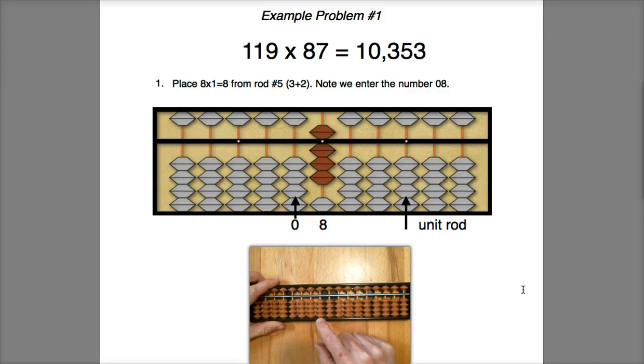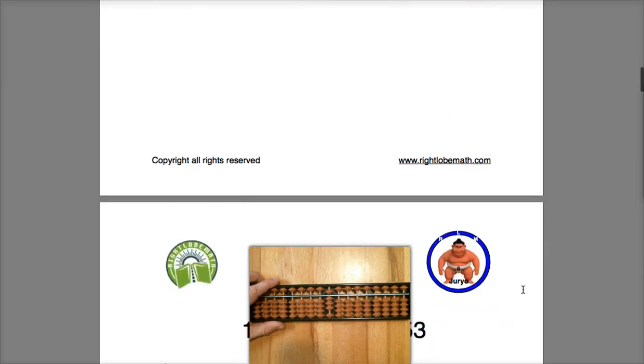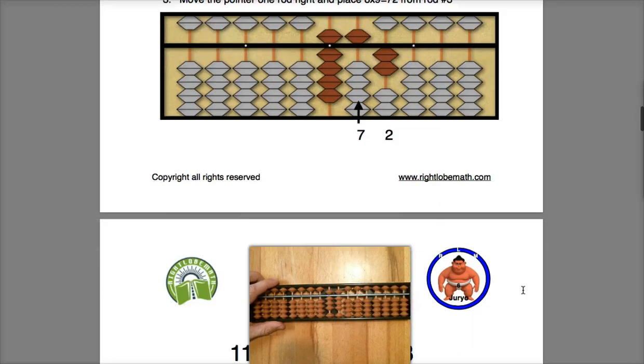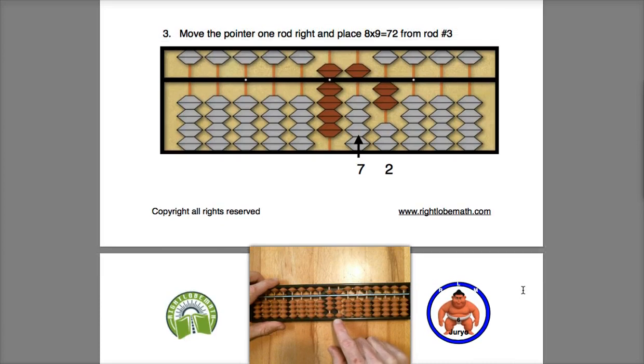So I take the first multiplier digit 8 and multiply 8 times 1, which is 8, and just simply enter 8 on the soroban. Okay, so now we will move one rod right and multiply 8 times 1 again for 8 and enter 8 again. Then we're going to move another rod right, and this time we're going to add 8 times 9, which is 72. So I'll add 72 like that.